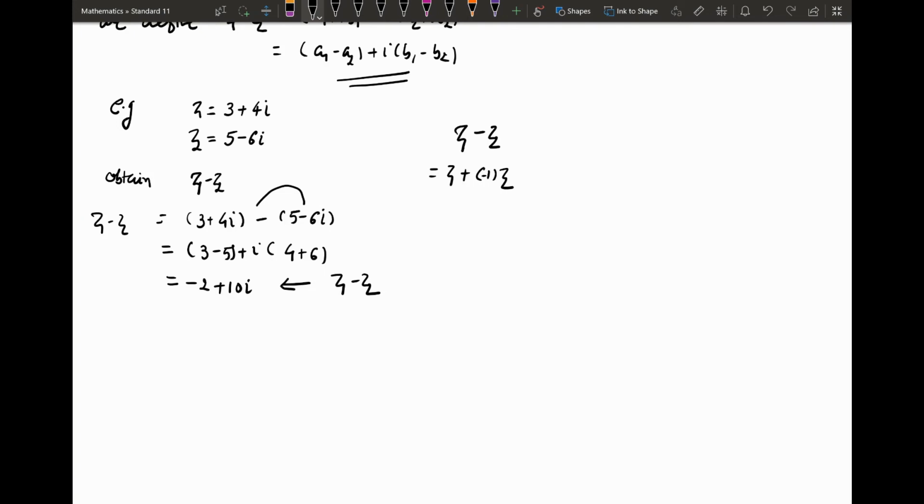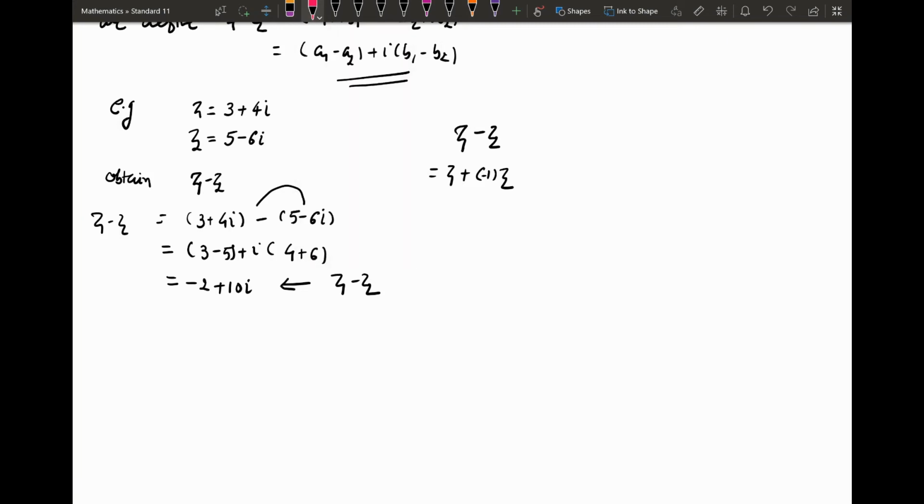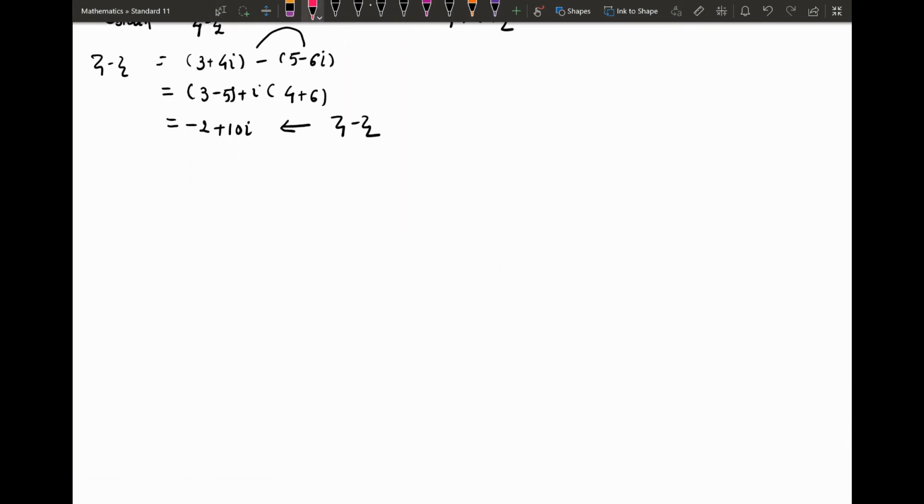Now multiplication of two complex numbers. Next we define the multiplication of two complex numbers.